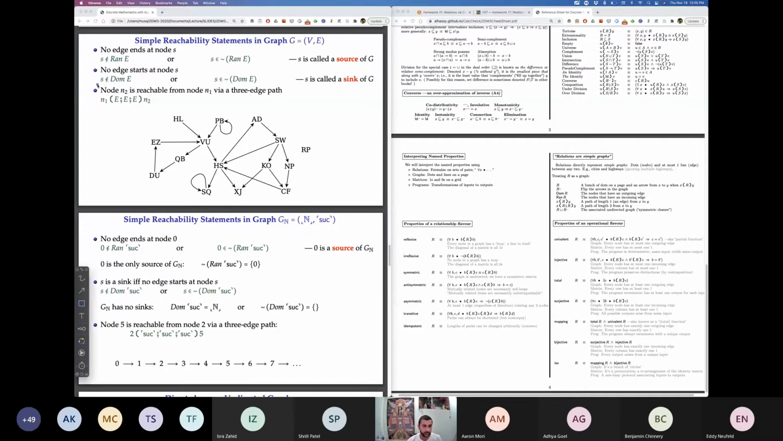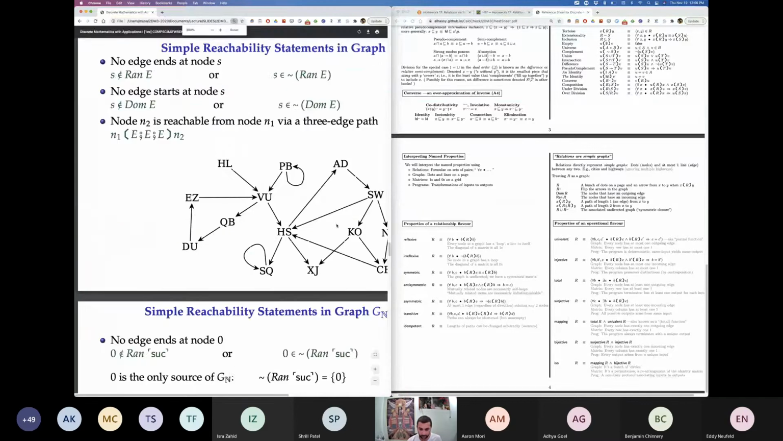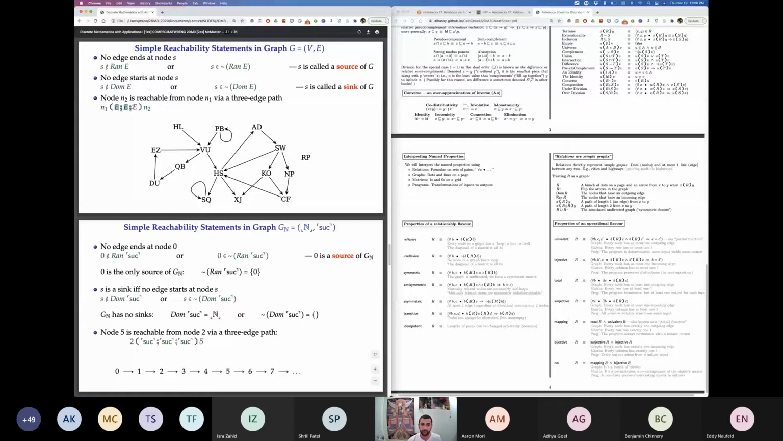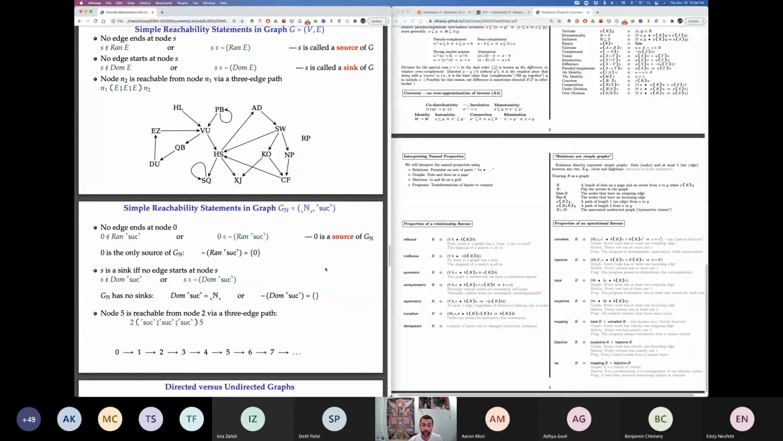So here, this example says we have a three-step path. Maybe let me zoom in just like that. This is called a three-step path. Remember, we said the domain is all the nodes that have an edge going out of them. Not being inside the domain is a special term called a sink. The range is all the stuff that you can get to, all the things that have an incoming edge, and not being inside the range means you're a source.